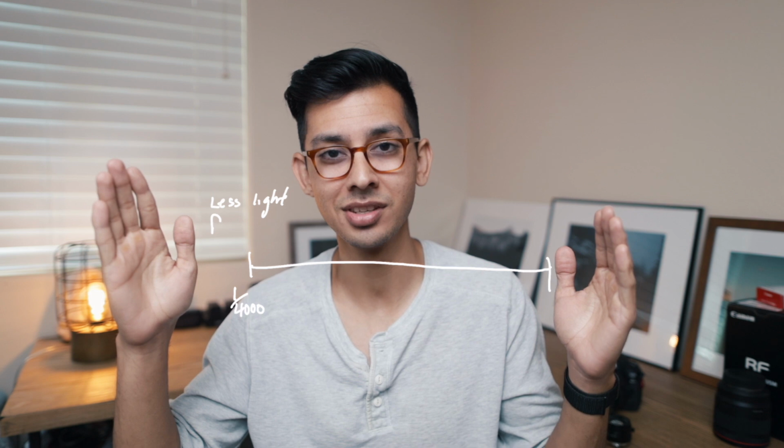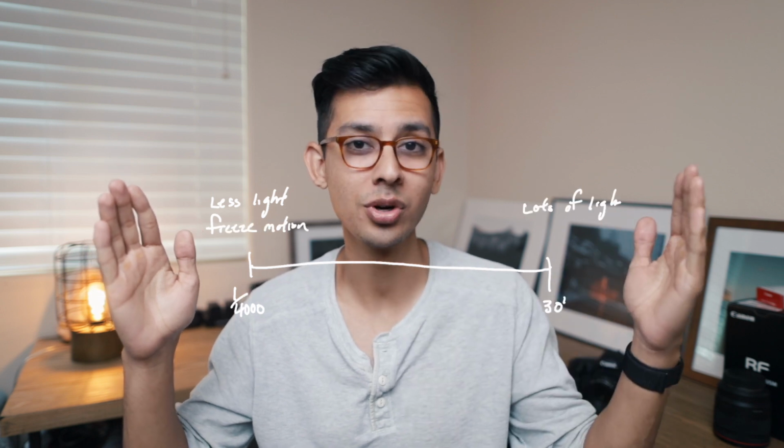Shutter speeds are measured in fractions of a second all the way up to whole seconds. So you have everything from, say, 1/4000th of a second all the way to 30 seconds. Obviously, 1/4000th of a second will let in a very small amount of light compared to 30 seconds.